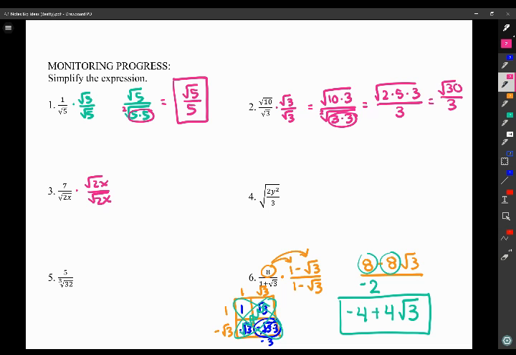So if I multiply by square root of x and square root of x on the top, this is going to give me 7 square root of 2x because I can't do anything. And the 7's on the outside of the radical, and the root 2x is on the inside. So 7 stays on the outside, 2x stays on the inside.